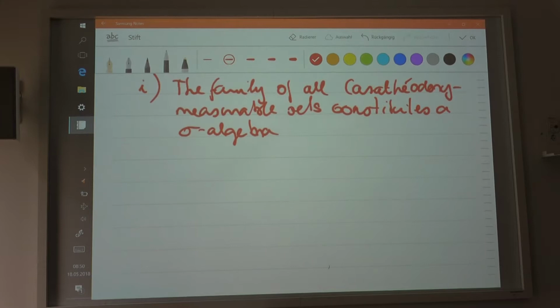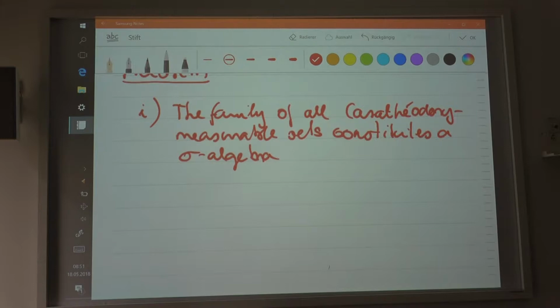What does it mean? It means that we take all sets for which Carathéodory measurability is satisfied, we collect them in the family, and we can show that this family constitutes a sigma algebra over the set on which the subsets are defined. Now, the corresponding outer measure is also a measure. So the second property is that the corresponding outer measure on the sigma algebra constitutes a measure.